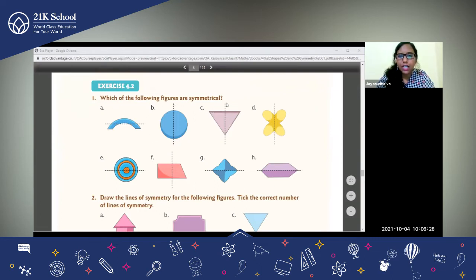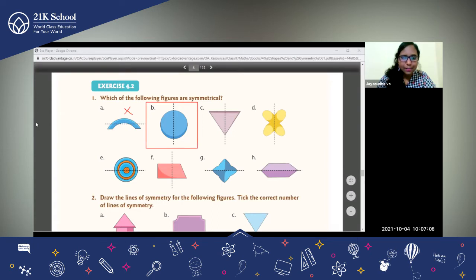Which of the following figures are symmetrical? Now you have to give thumbs up for symmetrical, thumbs down for not symmetrical. Okay. 1A, is it symmetrical or not symmetrical? Not symmetrical. Very good. So we could just put a cross to the part. And B, what about B? Yes, it's symmetrical. And can anyone tell, Shan, can you tell me how many lines of symmetry this figure has? This one, B.